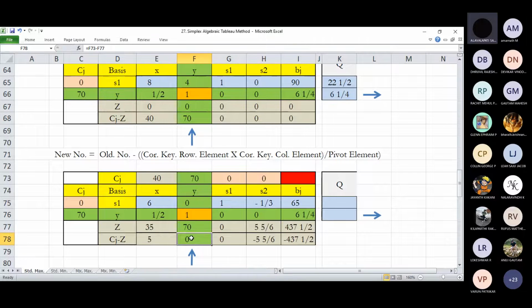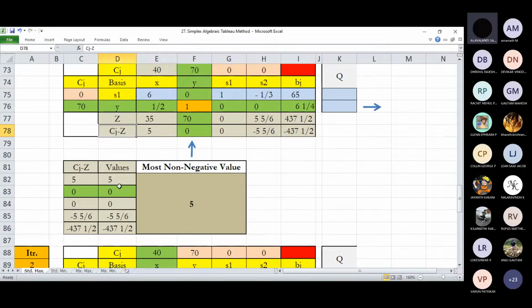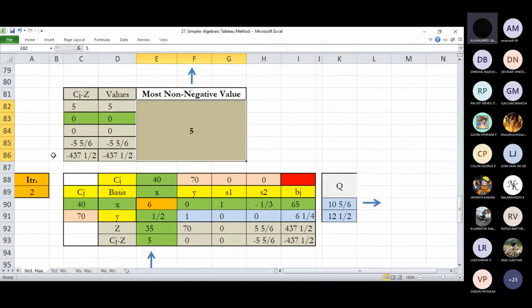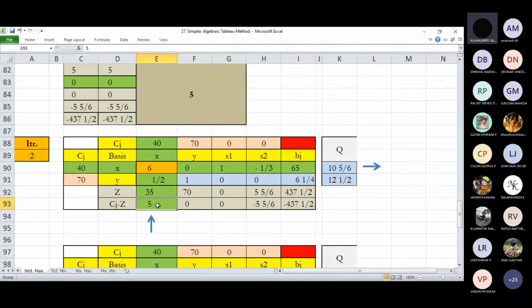Now let's take a look at Cj minus Z. We take Cj minus Z, which is 5, 0, 0, minus 5 into 5 by 6, minus 4, 3 by 7 into 1 by 2. So the most non-negative value, which is a positive value, is 5. So there exists a 5, which is a non-negative value, so we need to do another iteration. So iteration number 2. In this case, the most non-negative value is 5, so this will become the key column.